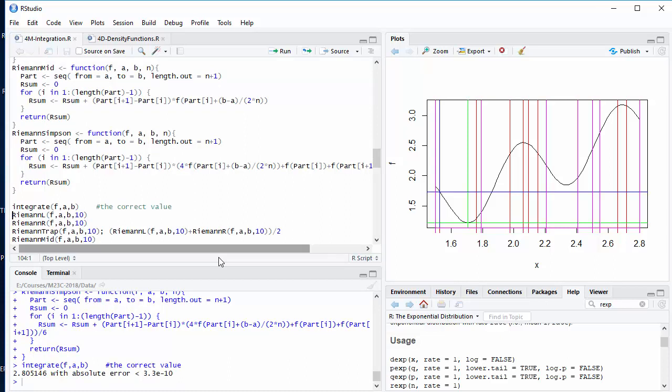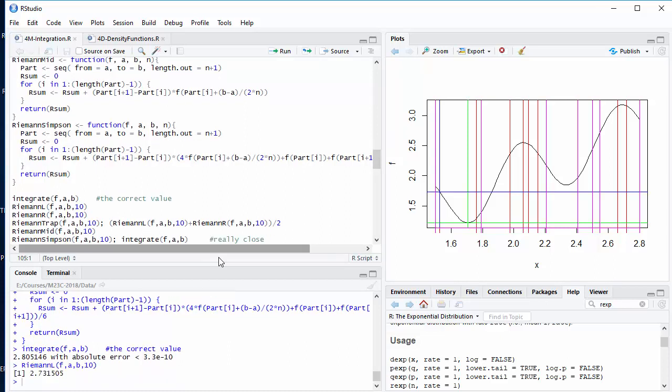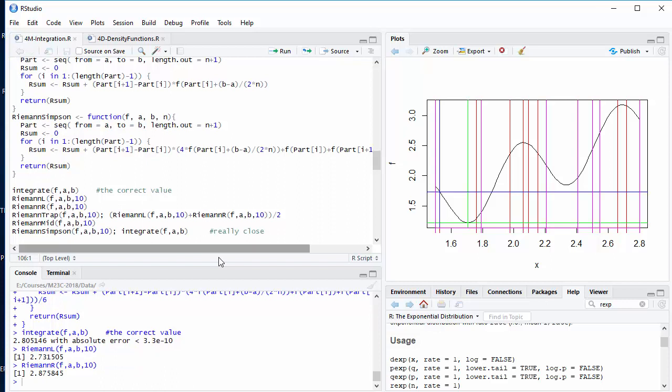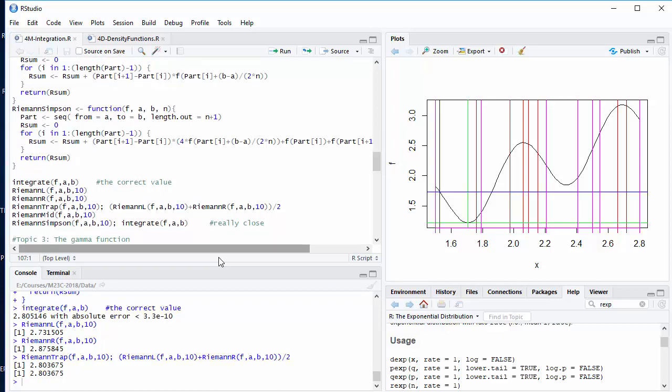There's the correct value of the integral. Here's the left Riemann sum. It's significantly too small in this case. The right Riemann sum is significantly too large. That's happening because on the average this function is increasing. The trapezoid sum, of course, gives me the numerical average of those two, and it's done remarkably well. It's got 2.803 when the correct answer is 2.805.